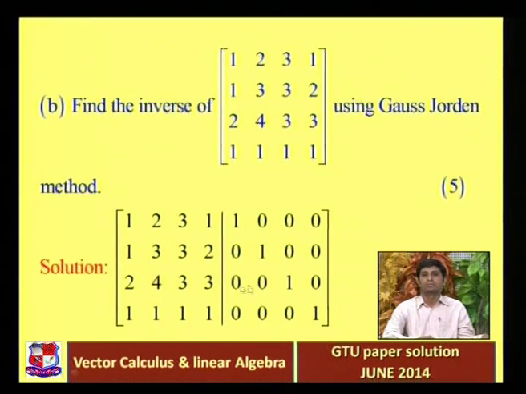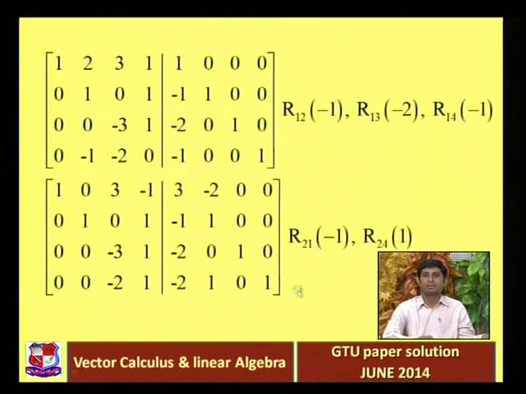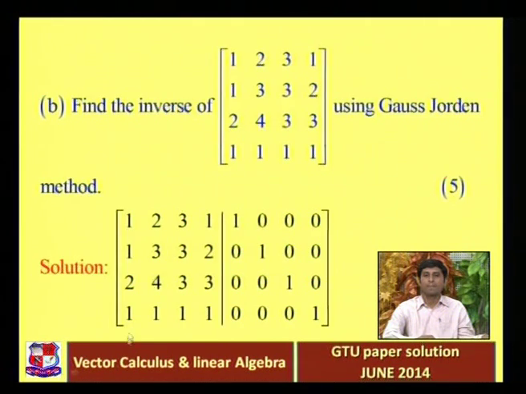Now 0 minus 2 is minus 2, 0 minus 0 is 0, 1 minus 0 is 1, and this is 0. So minus 2 0 1 0, minus 2 0 1 0 here, right? Now also the next step is we are multiplying the first row with minus 1 and adding into the fourth row.